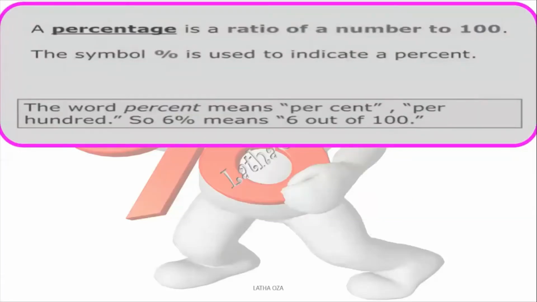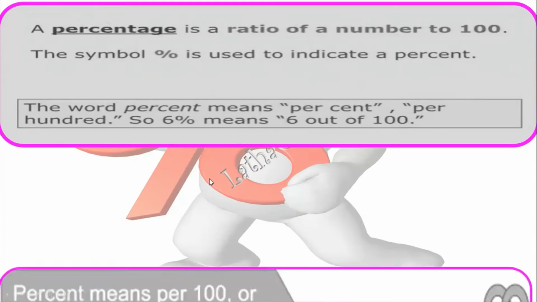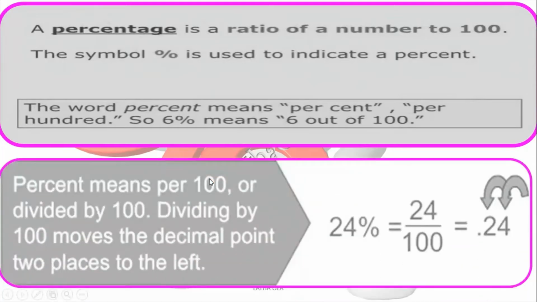A percent is the number out of 100. The symbol % is used to indicate the percent. The word percent means per hundred. So 6% means 6 out of 100. Percent means per hundred or divided by 100. For example, 24% is equal to 24 by 100, which is equal to 0.24.